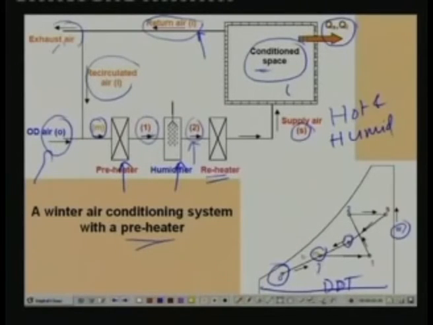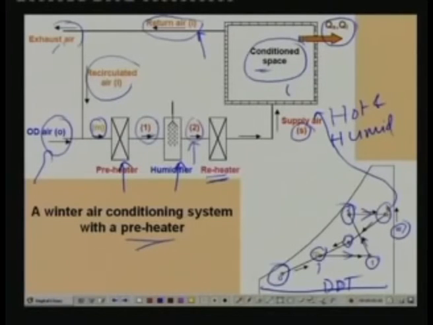At this condition it enters the preheater and it is sensibly heated from Tm to T1. So M to 1 is what happens in the preheater. Then it enters the humidifier. In the humidifier, as I have already mentioned, the humidity of the air is increased. So it follows the process line 1 to 2, and this process path depends upon how the humidifier is constructed or how you are adding the moisture. Whatever it is, humidity increases in the humidifier from 1 to 2, and this humid air now flows through the reheater. In the reheater, the process is again sensible heating, so its temperature increases from T2 to Ts. So this is the state at the inlet to the conditioned space.